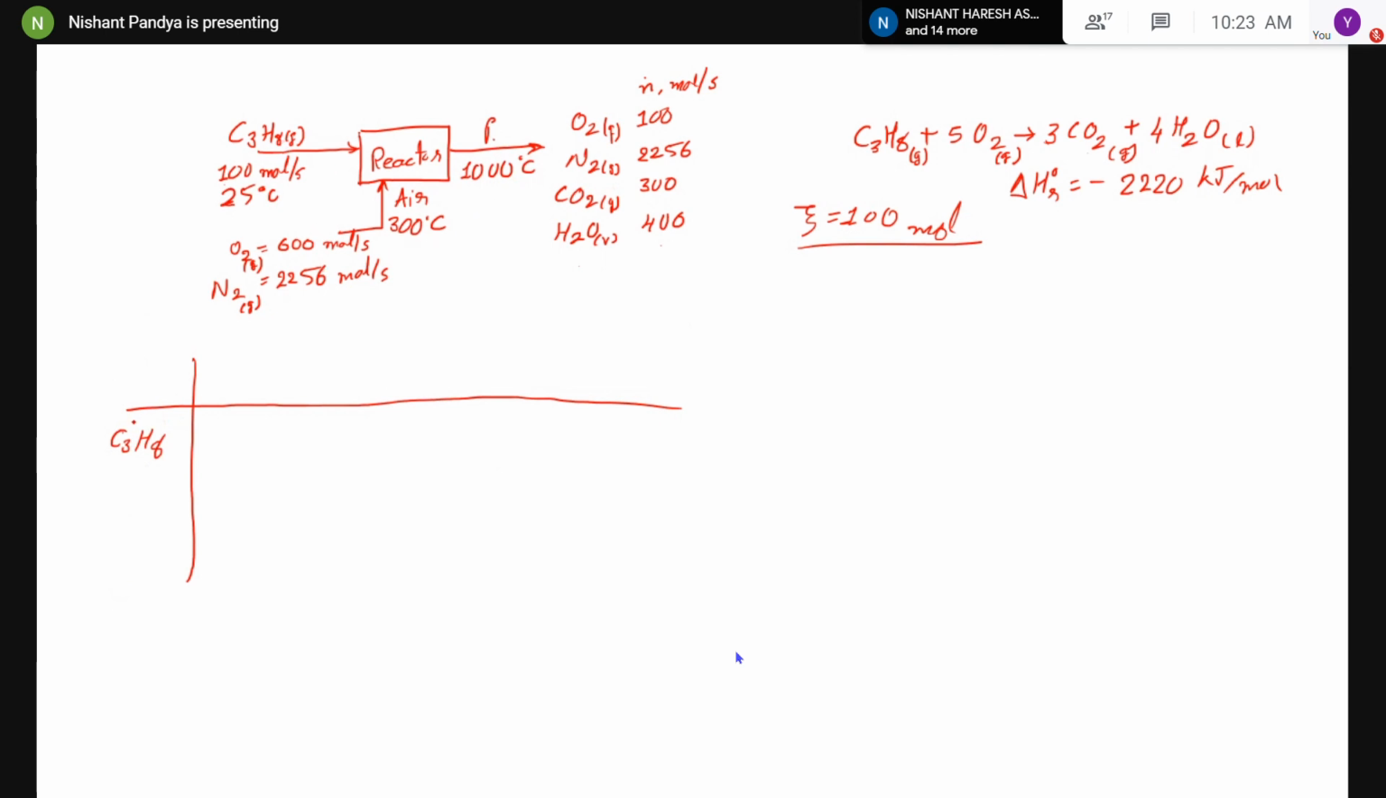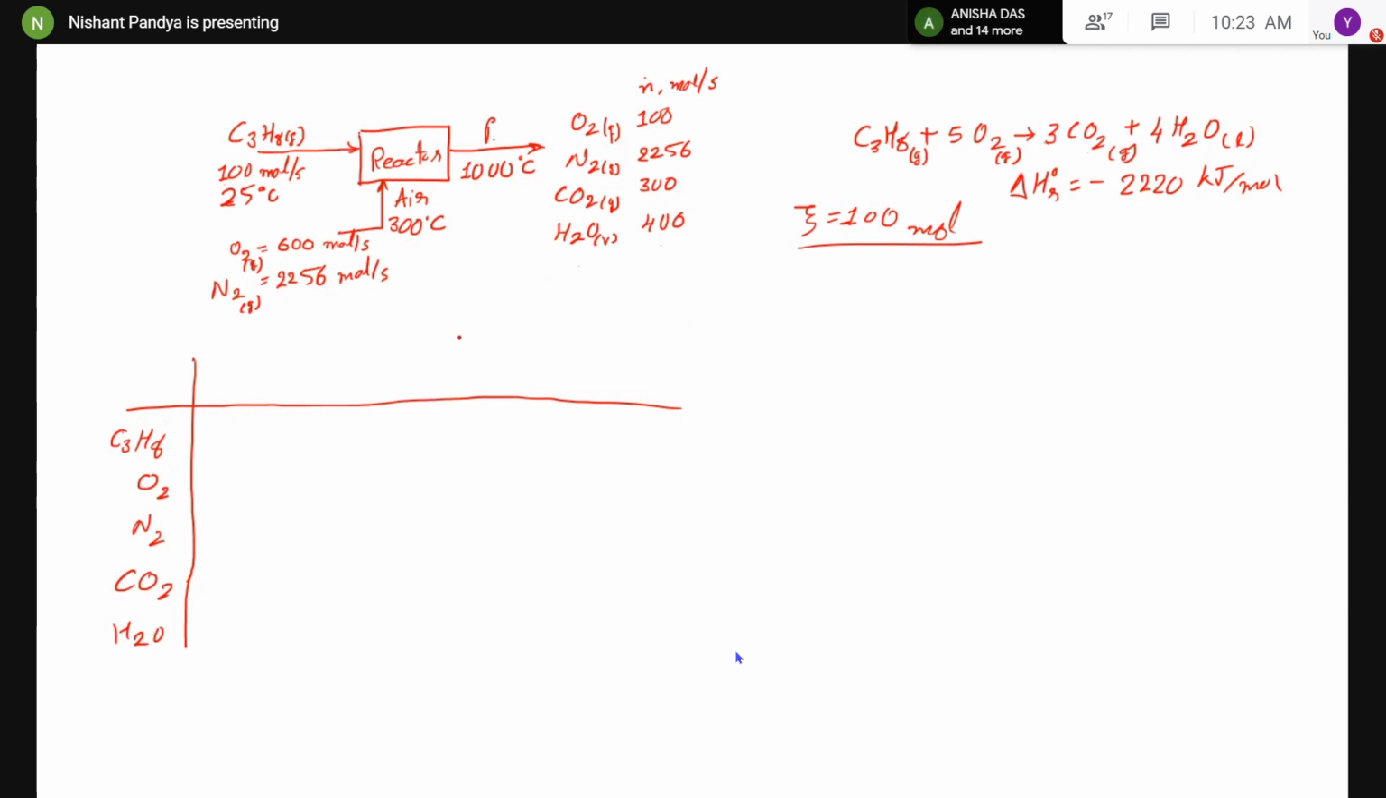So here C3H8 is in gas form. All are in gas form, so I'm not writing G everywhere. We understand that there are no two phases here. Whatever is produced is gas, gas, gas, all vapor. So we just write down the list of all components: O2, N2, then CO2, and the last one, H2O. All of these are in gas form.